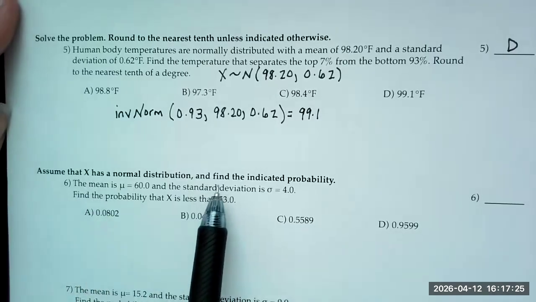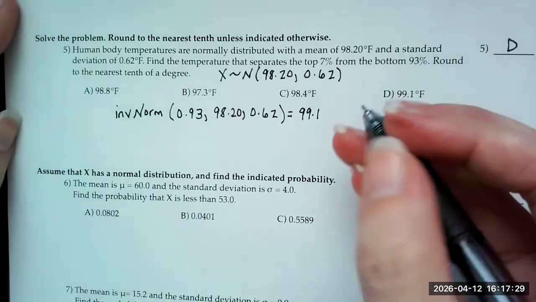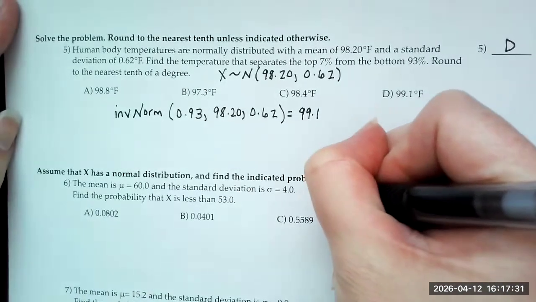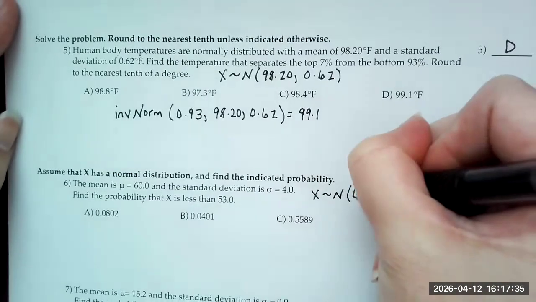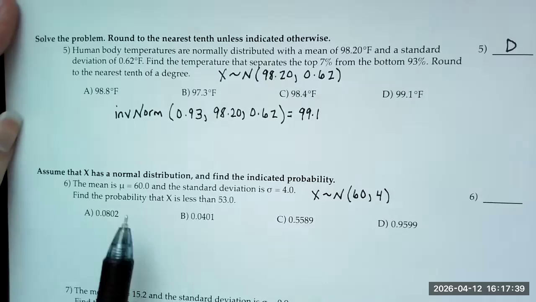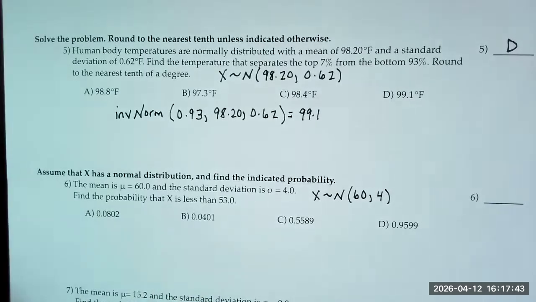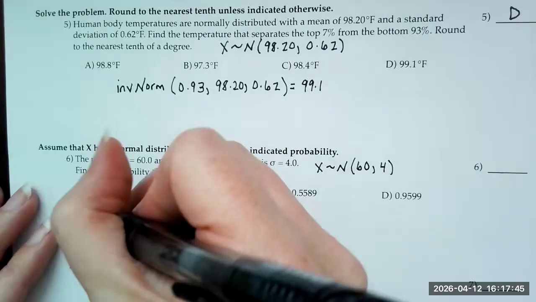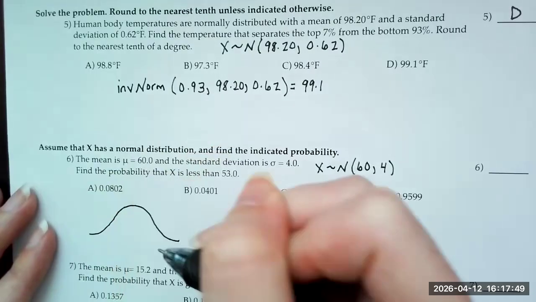Assume that X has a normal distribution and find the indicated probability. Okay, so if X is normally distributed and they're telling us the mean is 60 and the standard deviation is 4, find the probability that X is less than 53. This would be one that I would do a little sketch for myself so that I know how to put it into my calculator properly.